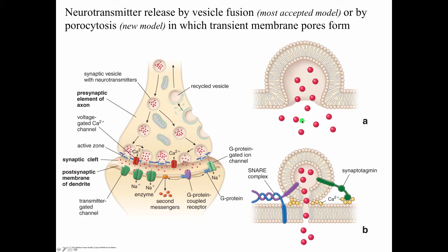That's the typical model. But there is a new model that's been put forth that's called porocytosis, in which transient membrane pores may actually form. So rather than the vesicle actually fusing and releasing the contents in this classic omega figure, as you might expect, some people are beginning to think that at least in some cases you get transient membrane pores that are going to form between the presynaptic membrane and the vesicle that's traveling down towards the end of the synaptic terminus. And there are, of course, SNARE complexes and synaptotagmin complexes that would play a role in attaching these vesicles to the membrane and perhaps helping to open some of these membrane pores.